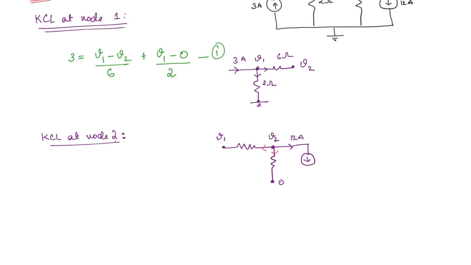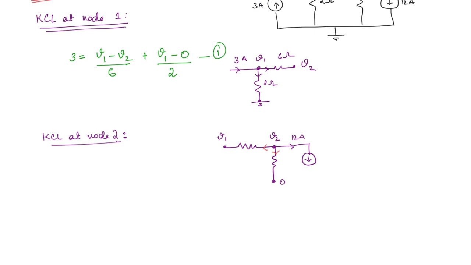So what is the equation here? All the currents are leaving, so all of them will be on one side only. You can write 12 plus, this is 7 ohms and this is 6 ohms. What will be the current through 6 ohms? The voltage across it, which is V2 minus V1, from whichever direction the current is flowing, that one we will take first, divided by 6, plus the current through 7 ohms, which is V2 minus 0 divided by 7. This is equal to 0. So this is the second equation.